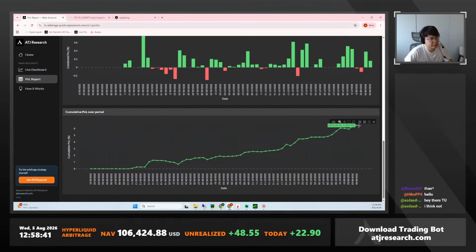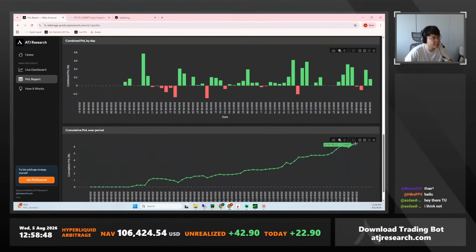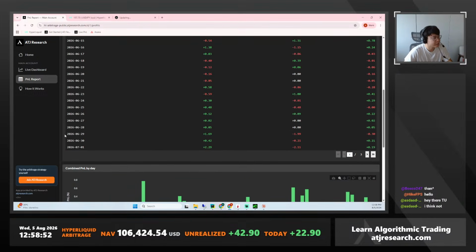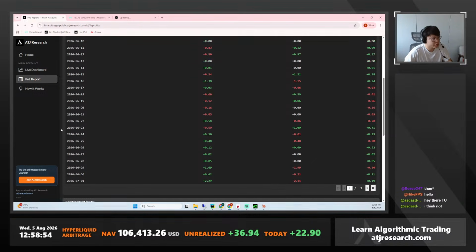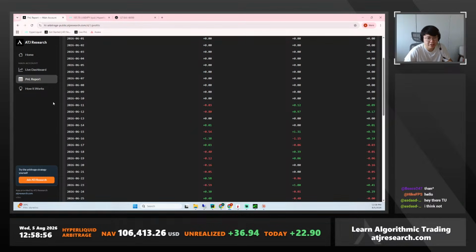The curve is beautiful, right? It's like 6.4% within 2 months, which is really nice. And I'm really happy with this amount of return because that would imply that we might be reaching our 20 to 30% target annually.